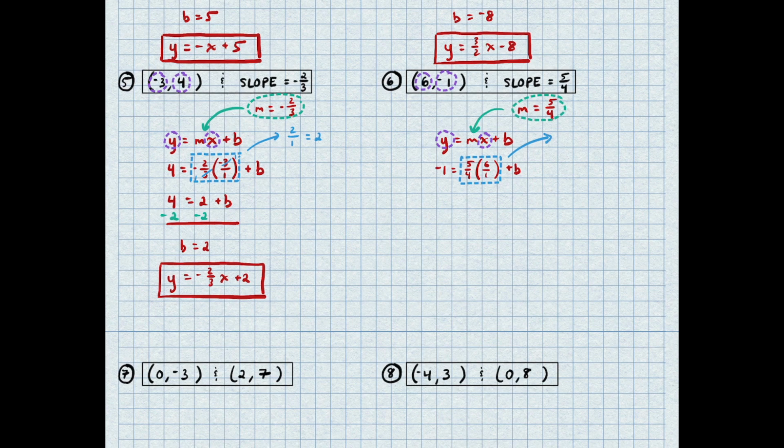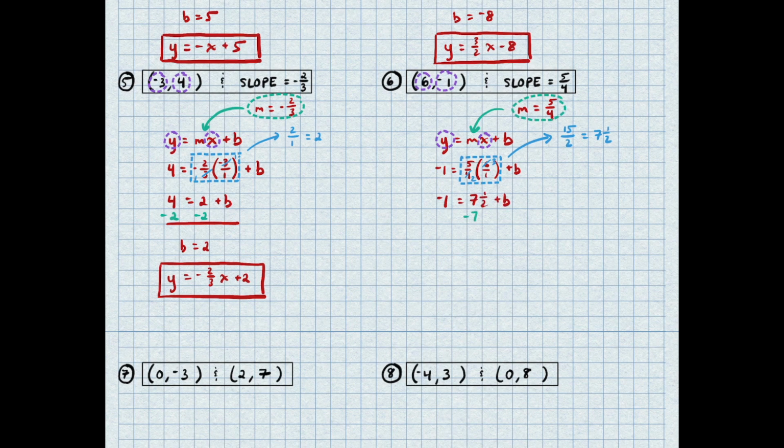Multiplying 5/4 times 6 over 1, this 4 and 6 can cross cancel to make a 2 and a 3. 5 times 3 on top is 15, and 2 times 1 is 2 on bottom. 15/2 is the same thing as 7 and 1/2. Rewritten here, we have -1 is equal to 7.5 plus b.